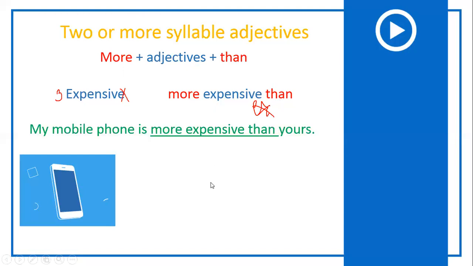And our sample, my mobile phone. For example, my mobile phone is an iPhone 11 and is more expensive than yours because your mobile phone is, I don't know, an iPhone 7. And of course, which one is more expensive? My mobile phone, because it's an iPhone 11. And let's go on.